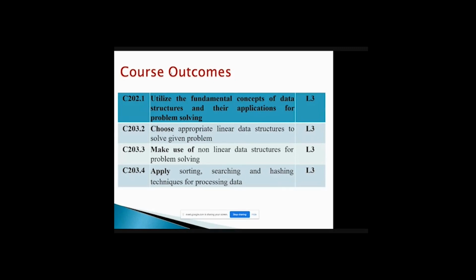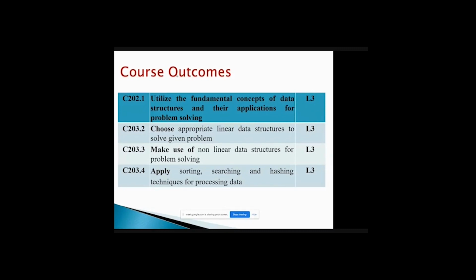And the third CO is about making use of non-linear data structures for problem solving. So the second CO is about linear data structures. You have different linear data structures, so which one are you going to choose? That is about the second CO. And the third CO is on non-linear data structures.